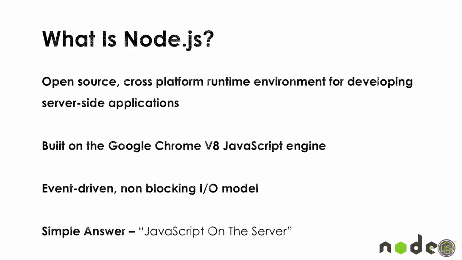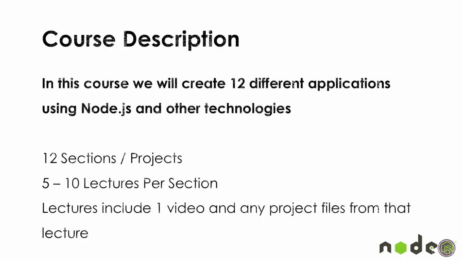And this makes it asynchronous, and one of the biggest advantages of using asynchronous operations is that you can maximize the usage of a single CPU as well as memory. Alright. The simple answer to what Node.js is: it's JavaScript on the server, okay? Because usually JavaScript is executed on the client in the browser, but Node.js allows it to be on the server.